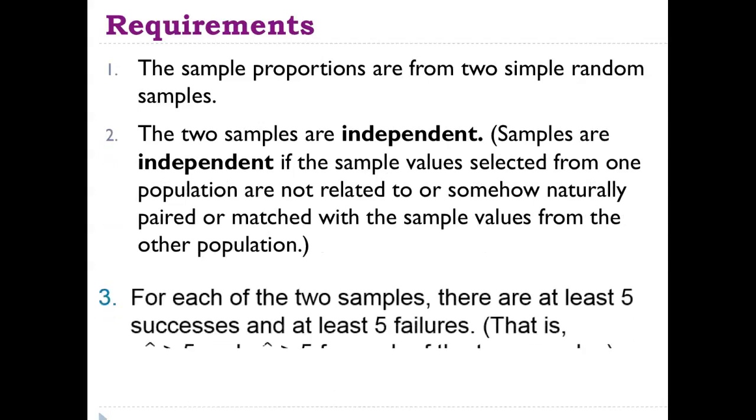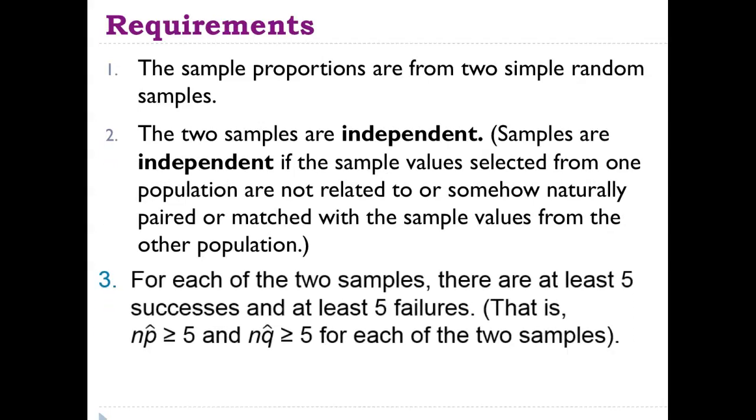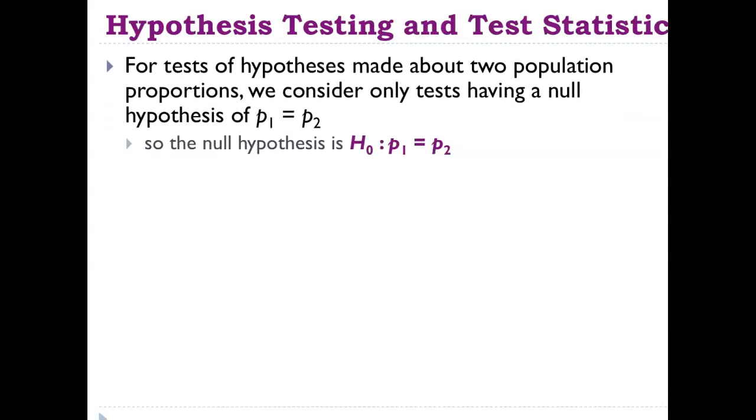The requirements for testing a claim about two population proportions are that the sample proportions come from two simple random samples, the two samples are independent, and for each of the two samples, there are at least 5 successes and at least 5 failures. That is, n p hat is greater than or equal to 5 and n q hat is greater than or equal to 5. For tests of hypotheses made about two population proportions, we consider only tests having a null hypothesis p1 equals p2.